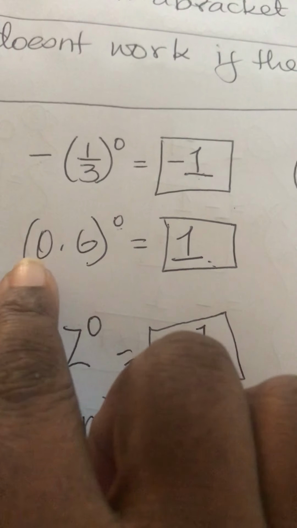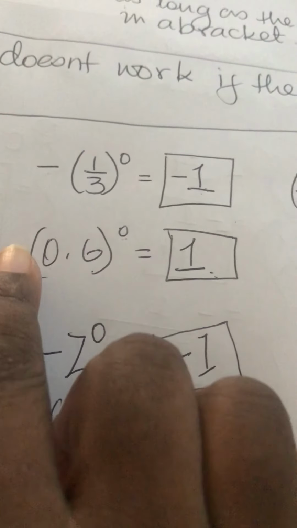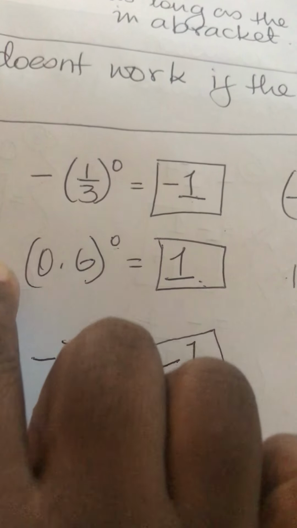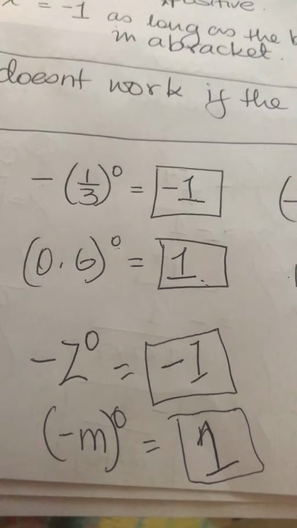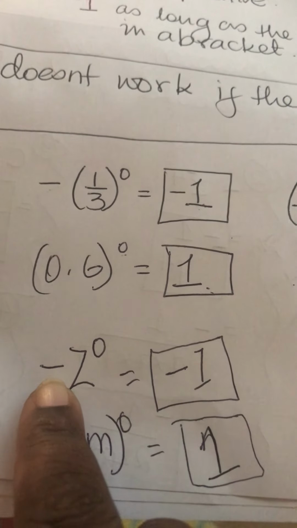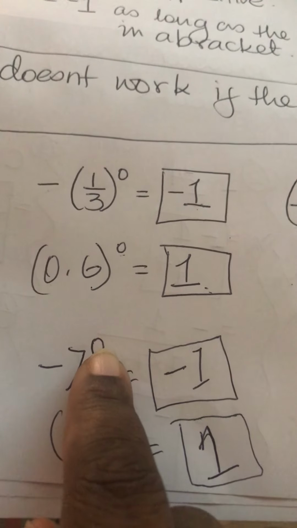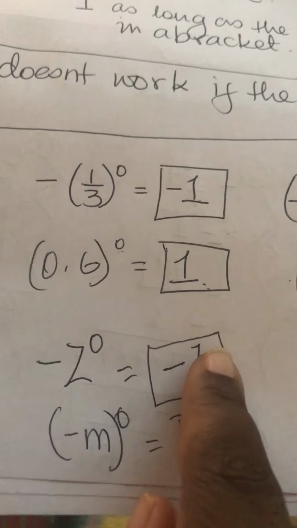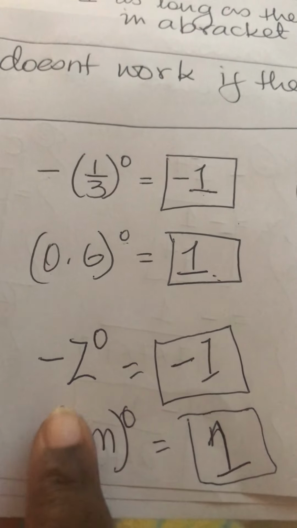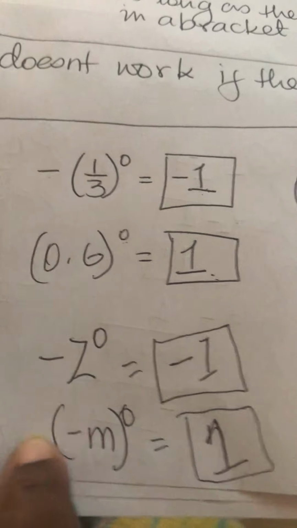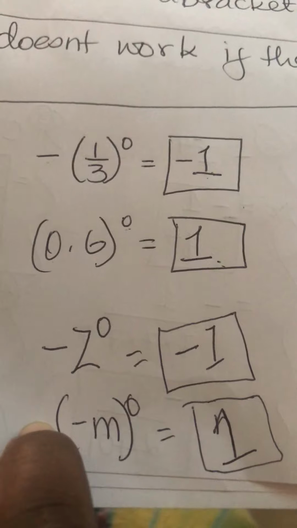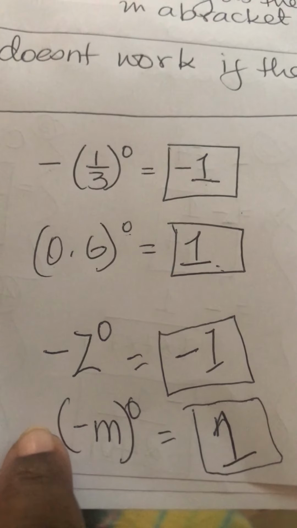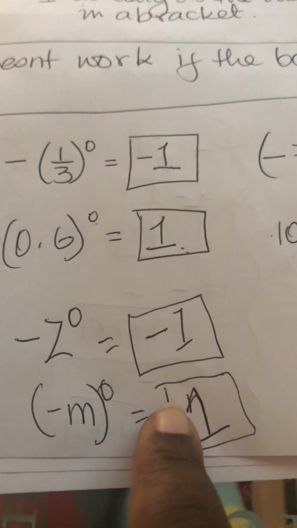I have a base that is a decimal. This is 6/10. It is positive because there's no sign outside my bracket. Therefore, my answer is 1. I have a base that is negative, and I'm raising it to the 0 power. My answer is negative 1. I have a base that is positive, even though inside is negative, but the whole base is positive because outside here there is no negative sign. Therefore, this is equal to 1.